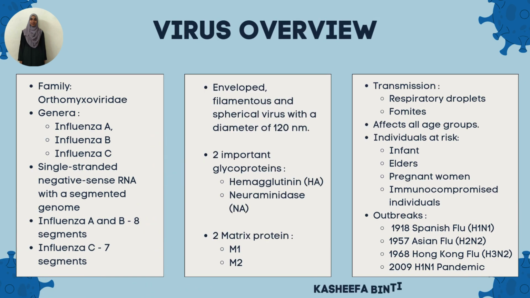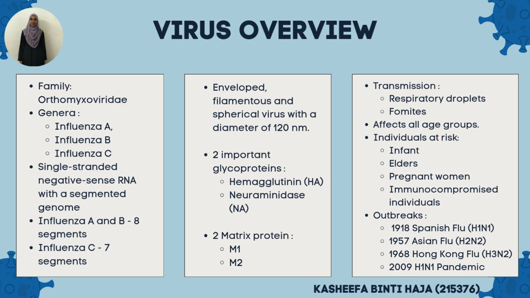Influenza virus is from the family Orthomyxoviridae and it has three genera, which are influenza A, B and C. It is a single-stranded negative-sense RNA virus with a segmented genome. In terms of its structure, it is an enveloped, filamentous and spherical virus with a diameter of 120 nanometers. Influenza virus has two important glycoproteins on its surface, which are hemagglutinin and neuraminidase. It also has two matrix proteins, which are M1 and M2.